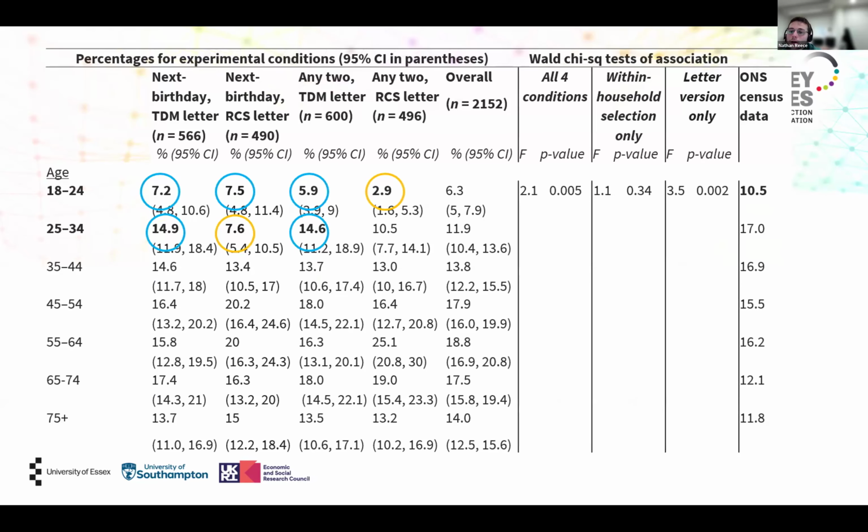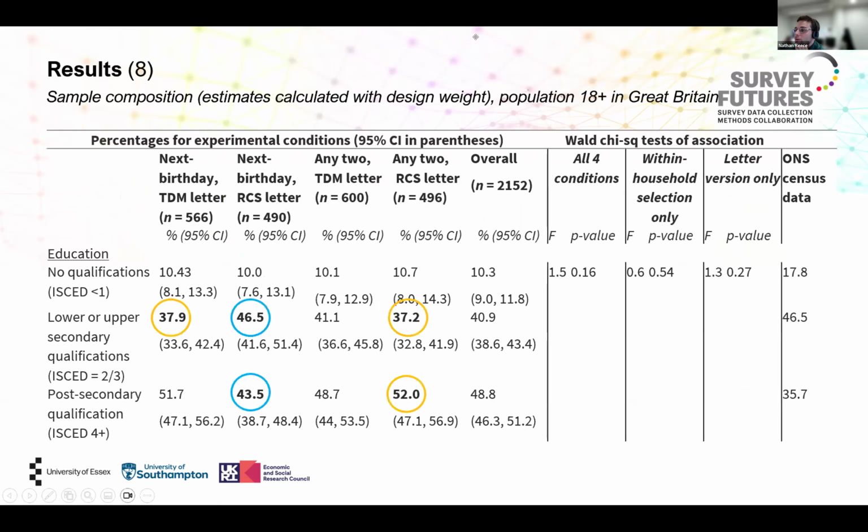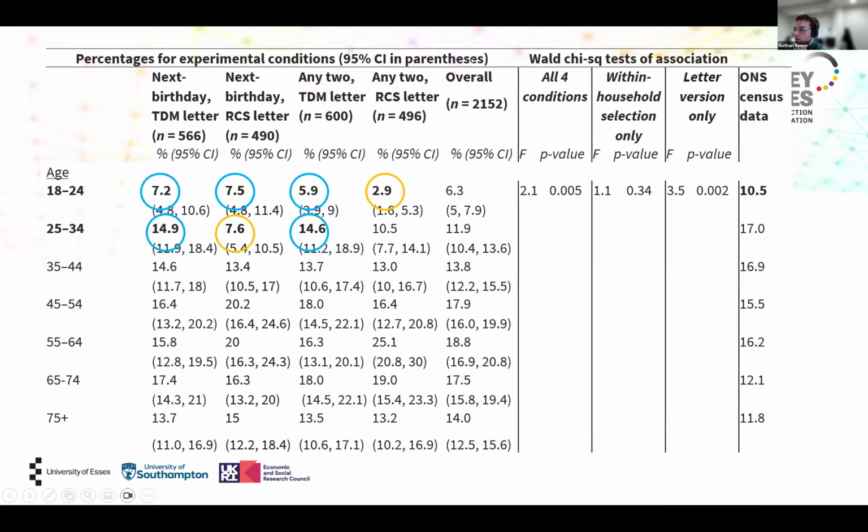For age, we did see that the NE2 and RCS letter group, the one all the way on the right, had the worst representation of the lowest age group, 18 to 24, which is a group that we traditionally struggle to include or get to respond to our self-completion survey, so it's a hard to reach group. And that combination of methods led to the worst representation of that group.